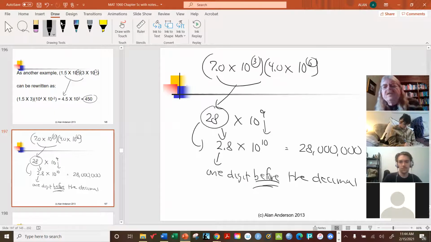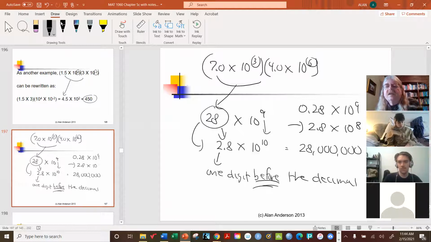All right, I just wanted to mention that you could run into this case, and it could go the other way too. You might end up with something like this. If you started with this, then you would have to convert it to 2.8 times 10 to the 8th, because this is less than 1. Same thing. You want to make sure there's one digit before the decimal, and then you adjust the power of 10 to whatever it needs to be.